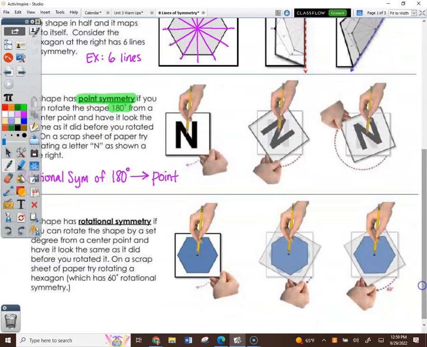Which brings us to the last type of symmetry, which is just general rotational symmetry.